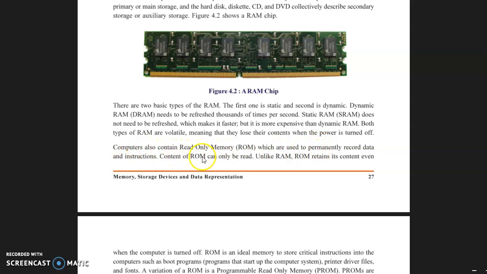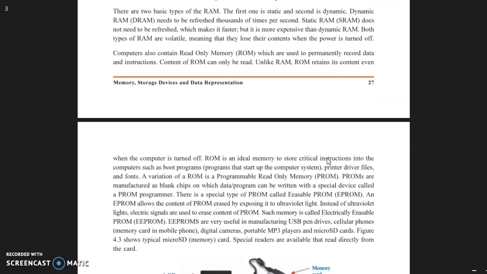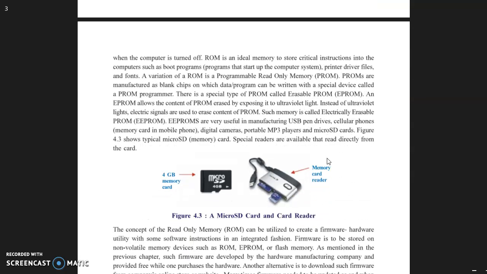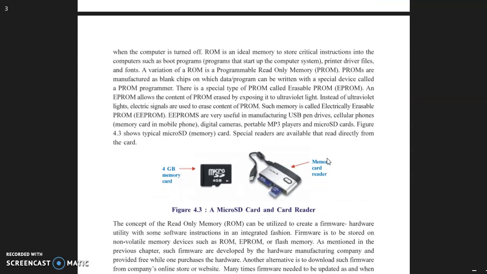Computers also contain read-only memory, which is used to permanently record data and instructions. The content of ROM can only be read. Unlike RAM, ROM retains its content even when the computer is turned off. ROM is an ideal memory to store critical instructions in the computer, such as the boot program. What is meant by boot program? This is a new word for you.